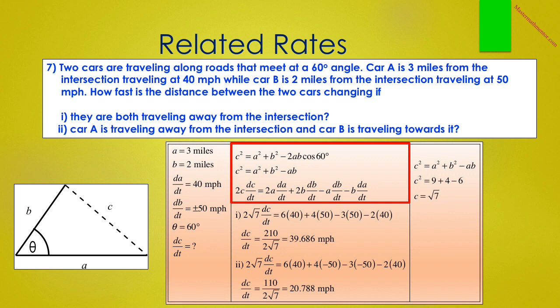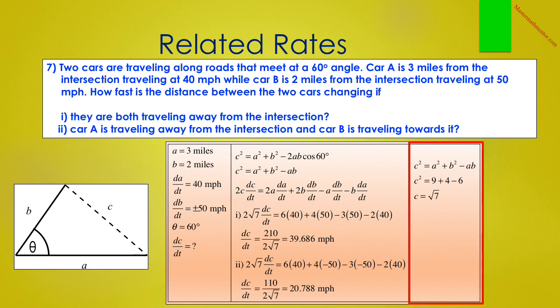And it's time for implicit differentiation. We get 2c dc/dt equals 2a dA/dt plus 2b dB/dt minus a dB/dt minus b dA/dt. We take a look at all our variables and we know everything except c and what we're trying to find, dC/dt. So we need to do some side work.